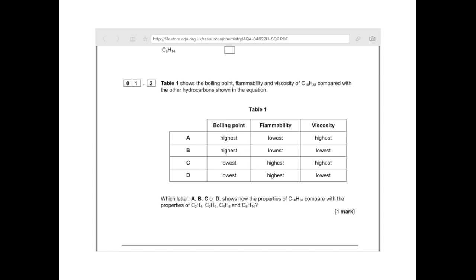In terms of flammability, that's how readily it sets alight. The larger the molecule, the less flammable it will be, so we're looking for lowest on flammability. Finally, viscosity is how readily the substance flows. So the more viscous a substance is, the thicker it is and the less readily it flows. So obviously larger molecules will flow less readily and therefore they'll be more viscous. So you're looking for boiling point highest, flammability lowest, viscosity highest, which is why the answer here is A.